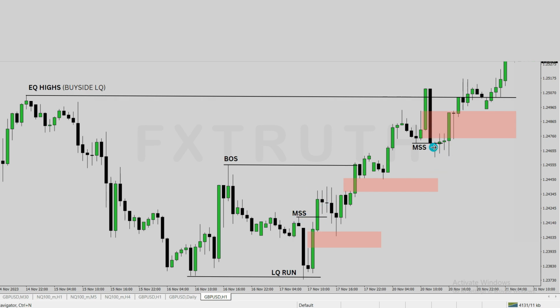But here you can see the limitedness of this particular candle. It failed to displace very well below this particular low. So here doesn't serve as a market structure shift. It's actually a liquidity grab.